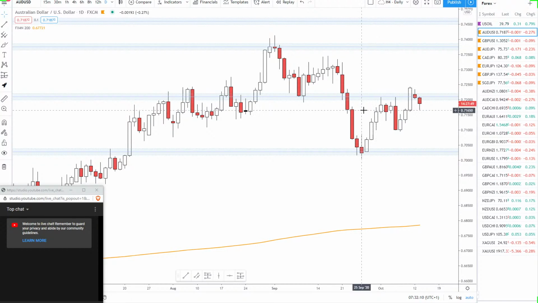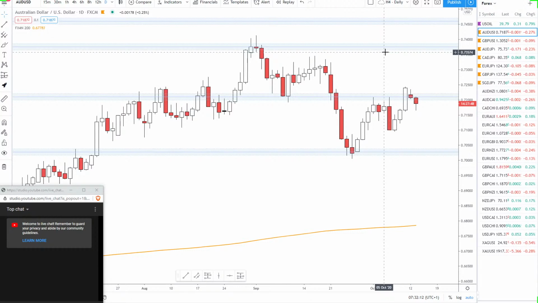AUD USD, we were looking here for a potential short.